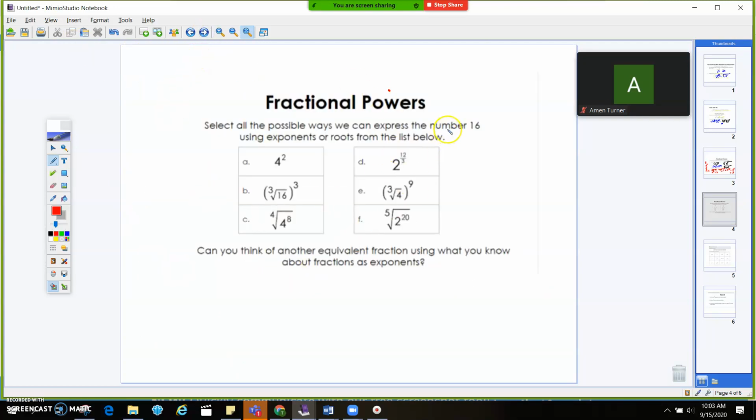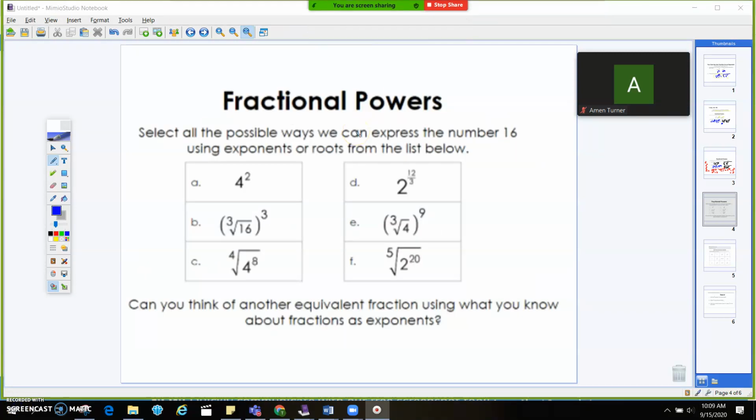All right, so I want you to take a second, and I want you to figure out all the possible ways you can express the number 16. So most of these are going to be able to simplify down to 16. Okay, they're just different ways of writing it. So I want you to take a moment, try these on your own, and then we're going to go over it in just 1 second.